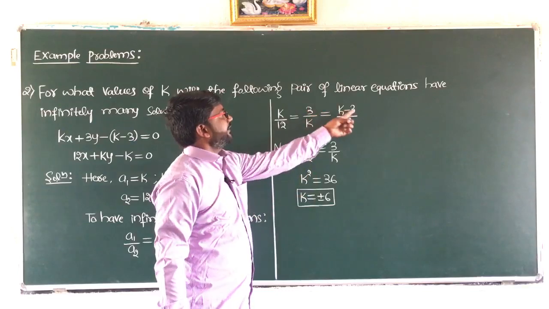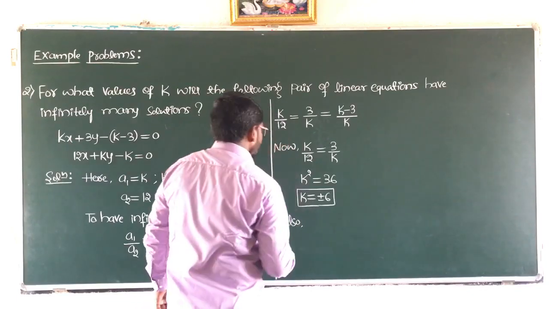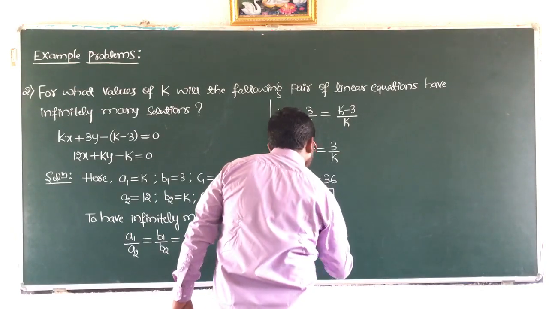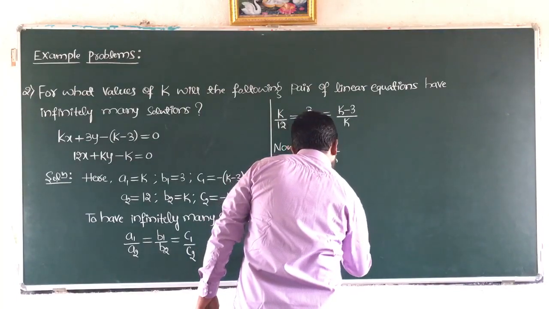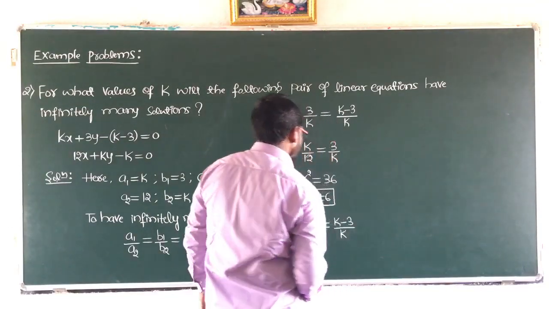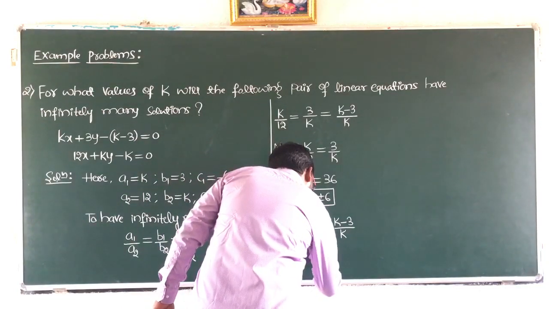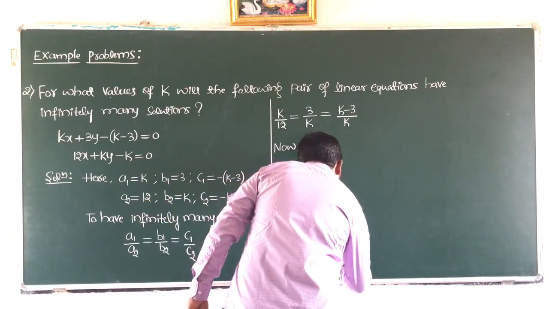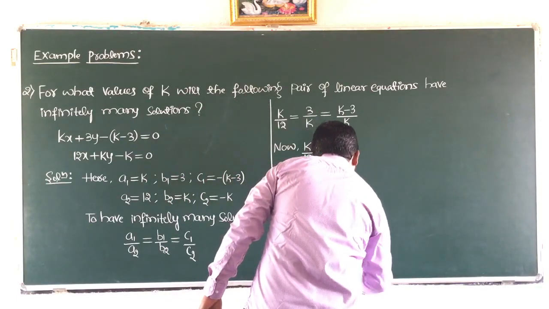Now we have to equate the second and the third case also. 3 by k is equal to k minus 3 divided by k. So now go for the cross multiplication. 3k is equal to, now multiply k with these two terms, we get k square minus 3k, k square minus 3k.